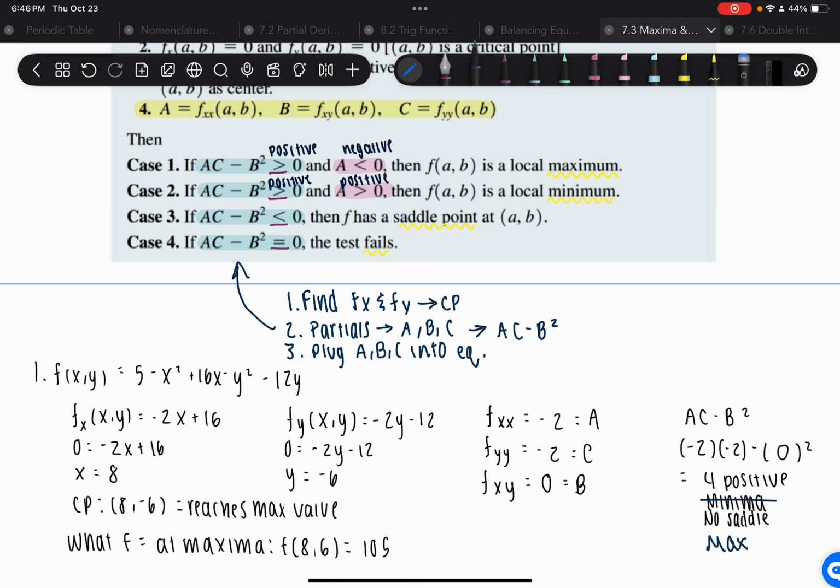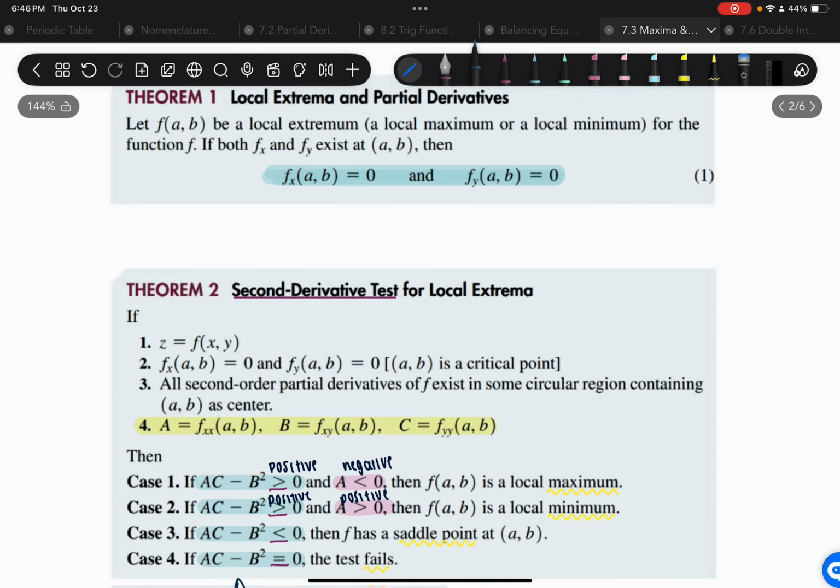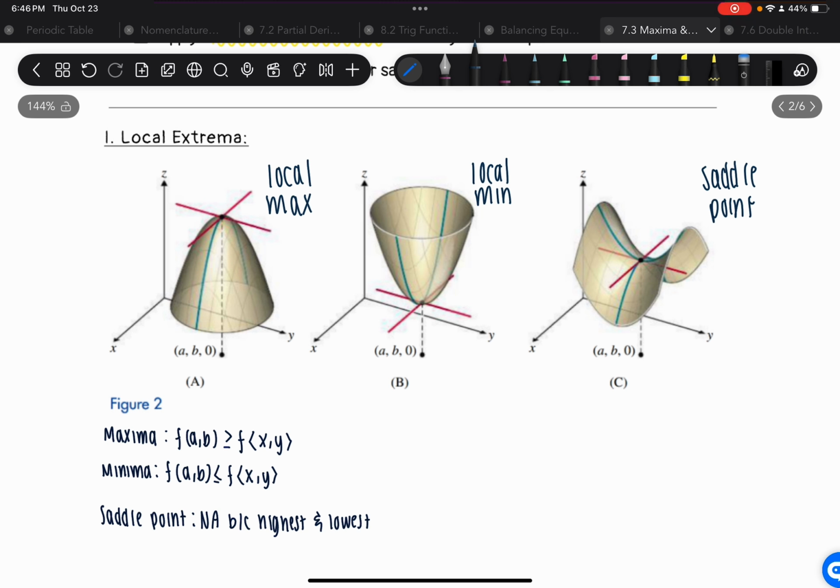And that is how we find the maxima, minima, or a saddle point from an equation and by looking at a 3D graph.